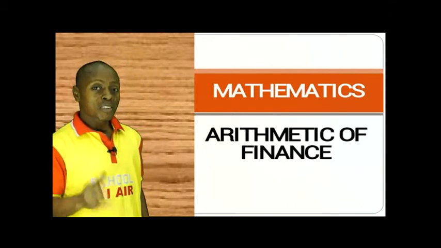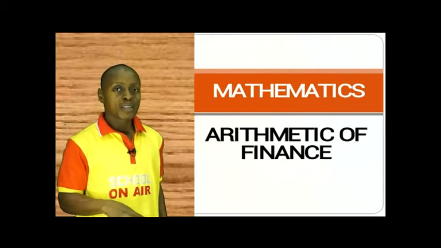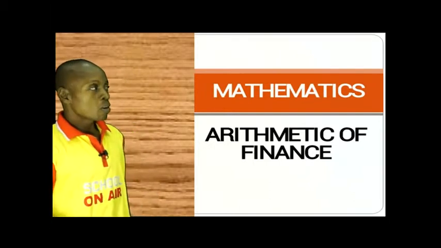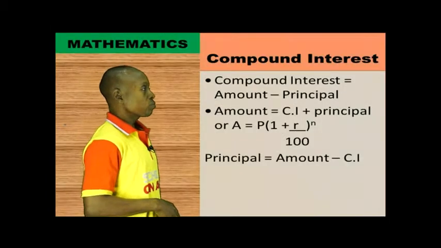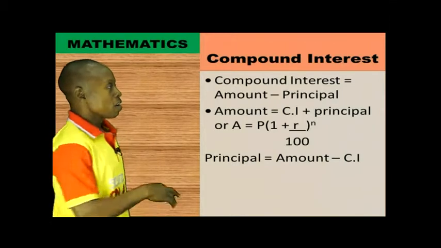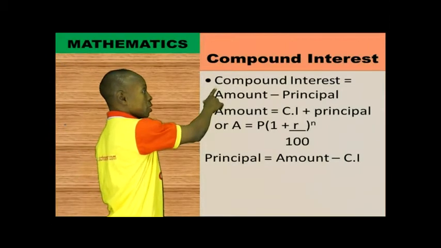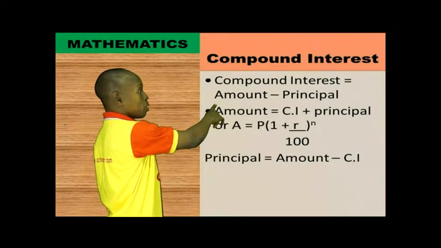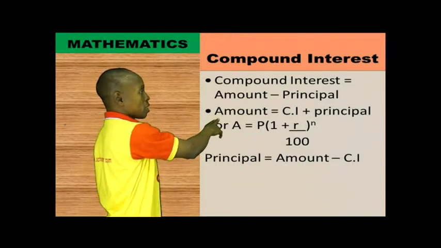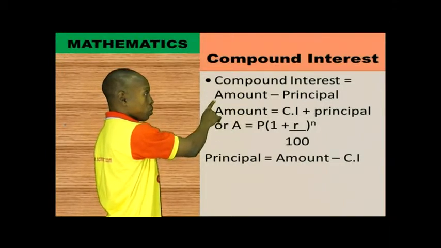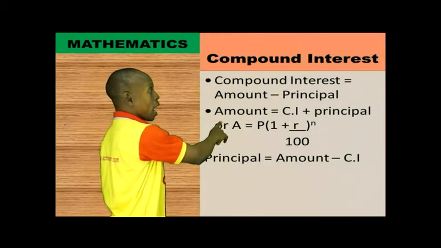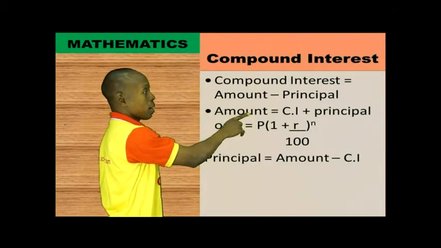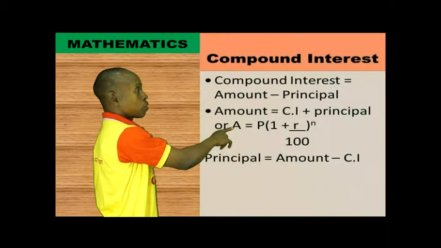Today we are looking at another aspect of the arithmetic of finance. This time around we are looking at compound interest. As it's written on the board, compound interest is equal to amount minus principal. That is, amount is equal to compound interest plus principal. Or you apply the formula.